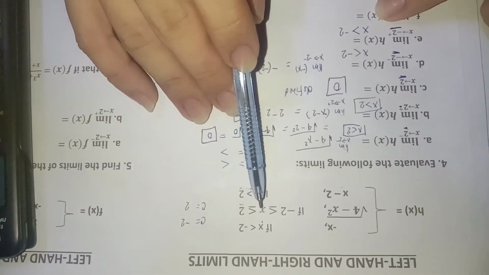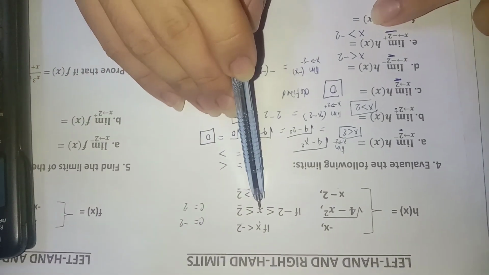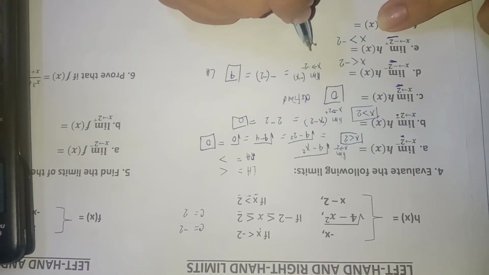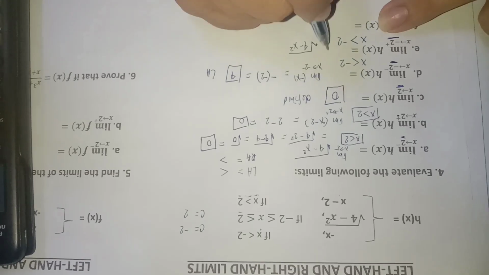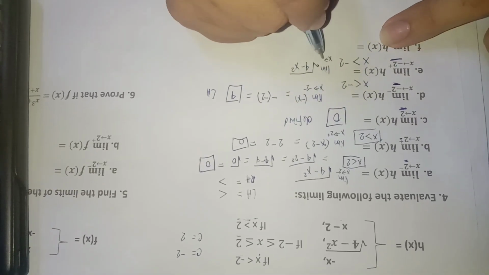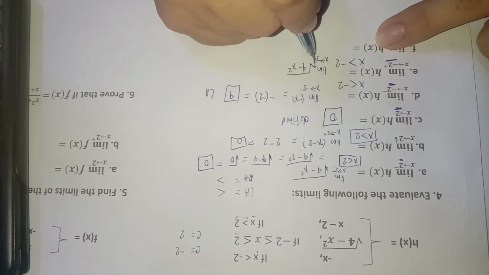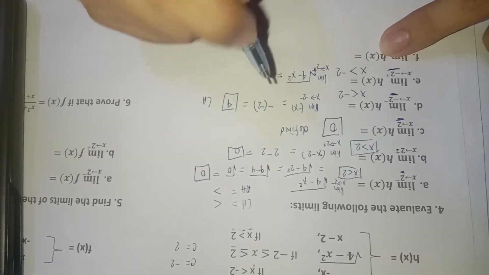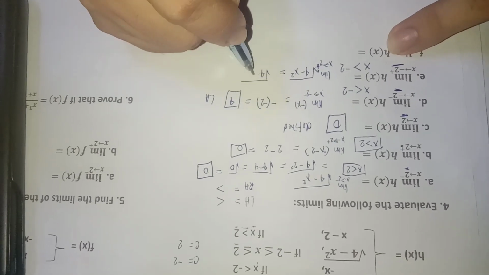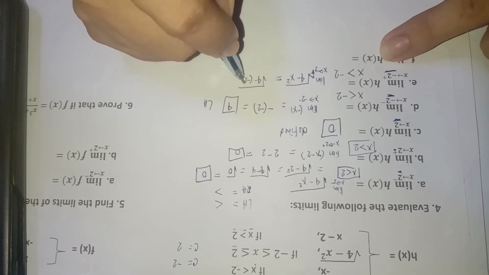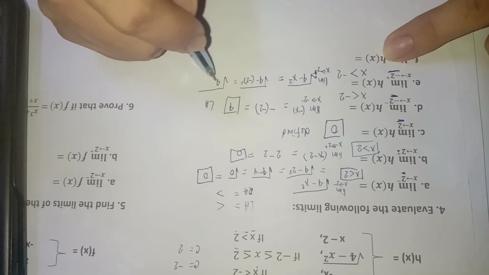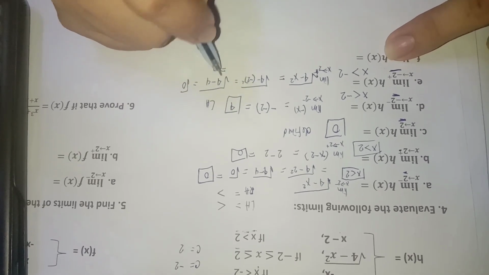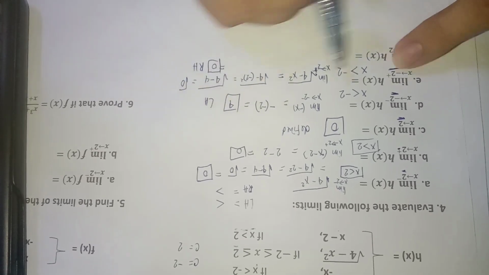Balikan natin yung condition. Nasaan si x is greater than negative 2? So ito, x is greater than negative 2 and the function is square root of 4 minus x squared. So ito yung kukunin nating limit. Okay? To positive. Then substitute, lahat ng x magiging negative 2. So we get square root of 4 minus negative 2 squared. Simplify. 4 minus 4, that is square root of 0, or that is 0. So 0 is our right-hand limit.